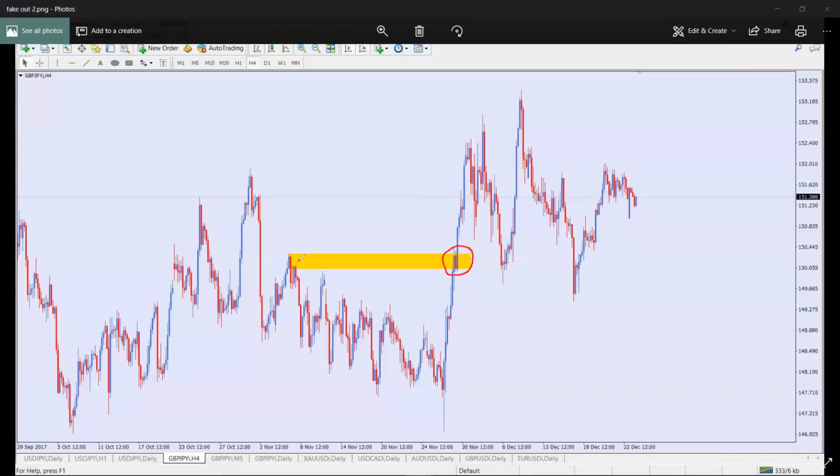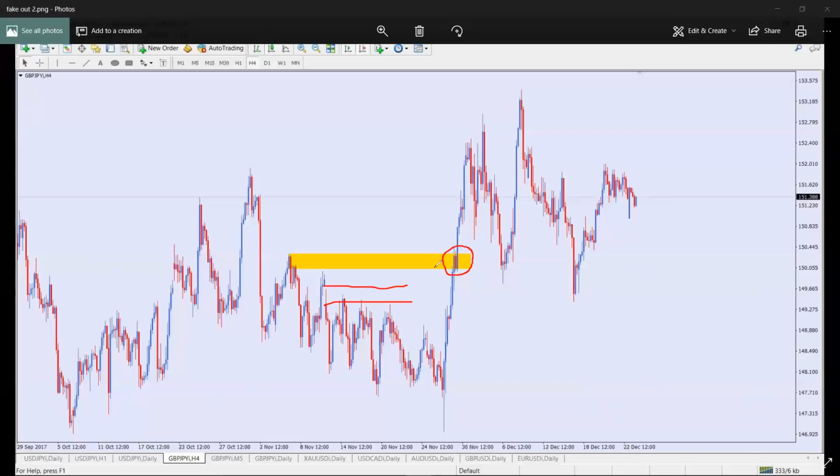So this is a supply zone, right? So we term this as a fresh zone. I can't zoom in, but this is a fresh zone, right? So the price rejected the supply zone at this point. This gap was a supply zone, rejected, orders got filled, broke out. Then now we got to this point.